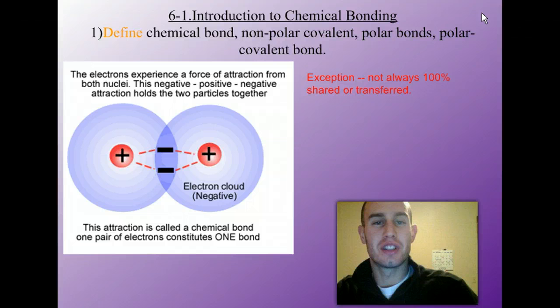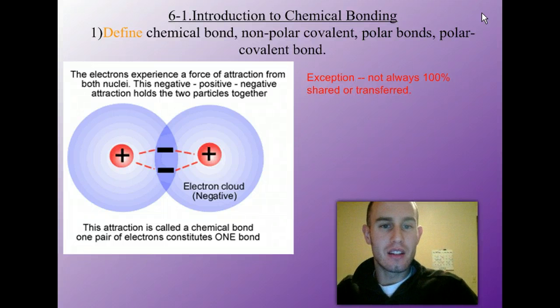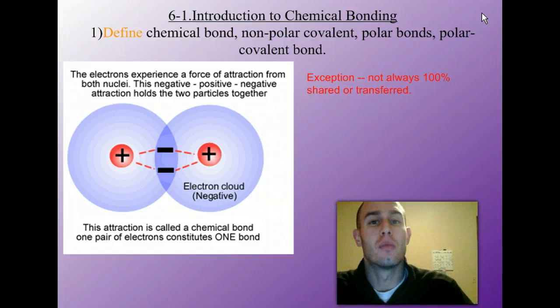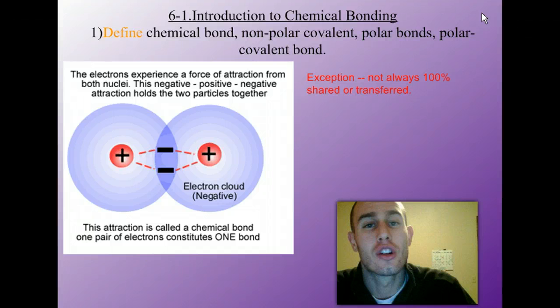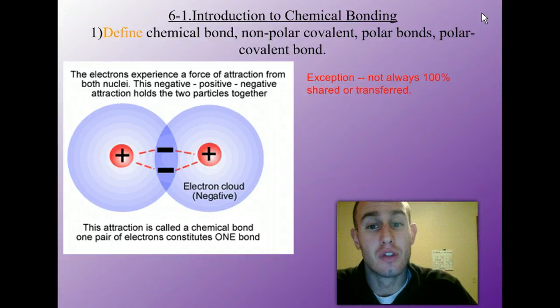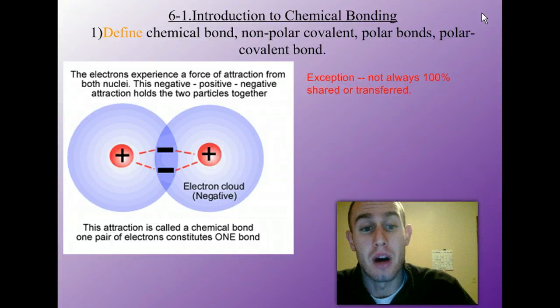This is video 6.1. We are beginning to introduce chemical bonding, and there are a few things we want to talk about. To begin, we want to look at chemical bonds, the different types of chemical bonds, the ionic bonding, covalent bonding, and also a little bit about metallic bonding. So first and foremost, we want to know what a bond is.